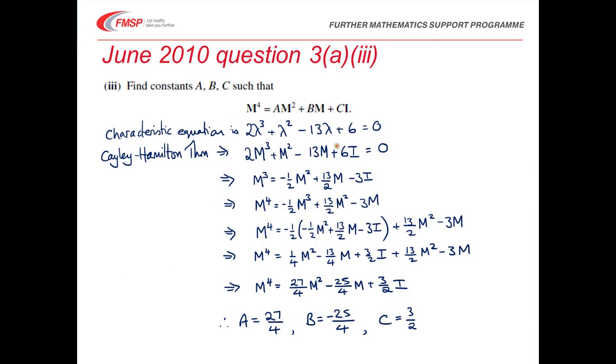For part 3, there is a method mark for using the Cayley-Hamilton Theorem. There's a method mark for multiplying through by m. There's a method mark for substituting for m cubed, and then an accuracy mark for getting down to the correct equation at the bottom with the correct values of a, b and c.